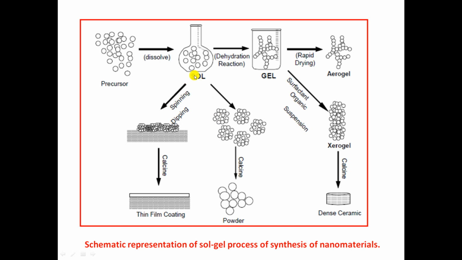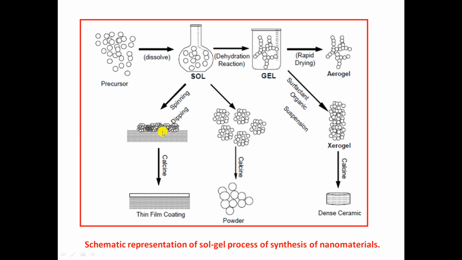Another one is when the sol is spun on the material. Spin coating is a procedure used to deposit a uniform thin film onto a flat substrate. Usually a small amount of coating is applied on the substrate, which is spinning at low speed. The base material is spinning at low speed and we apply the sol on that spinning base material.